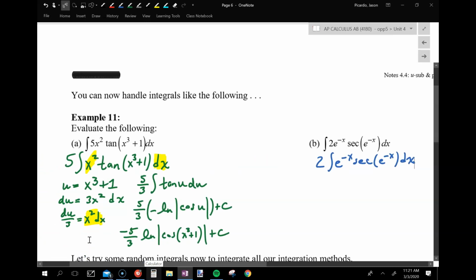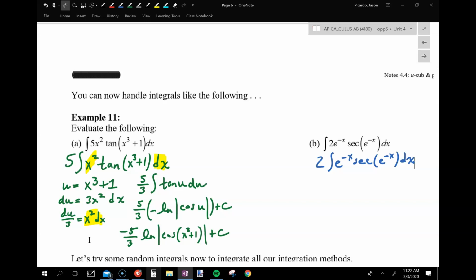Example 11, 10, 11. Well, where the heck did I put that? Oh, that was 8. Oh, I see it. Okay. All right, no problem.